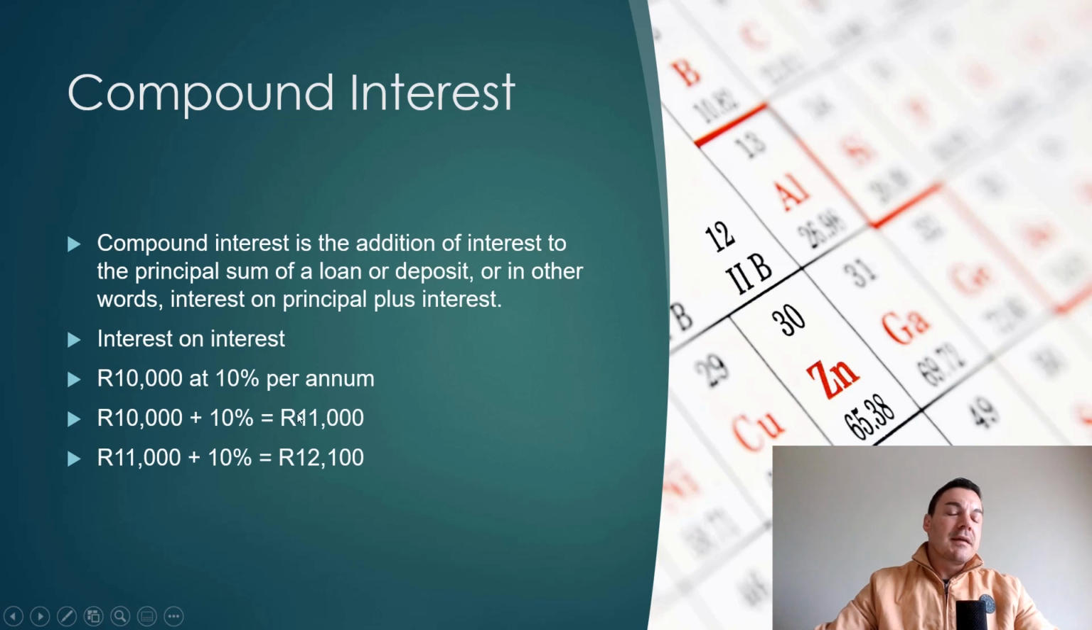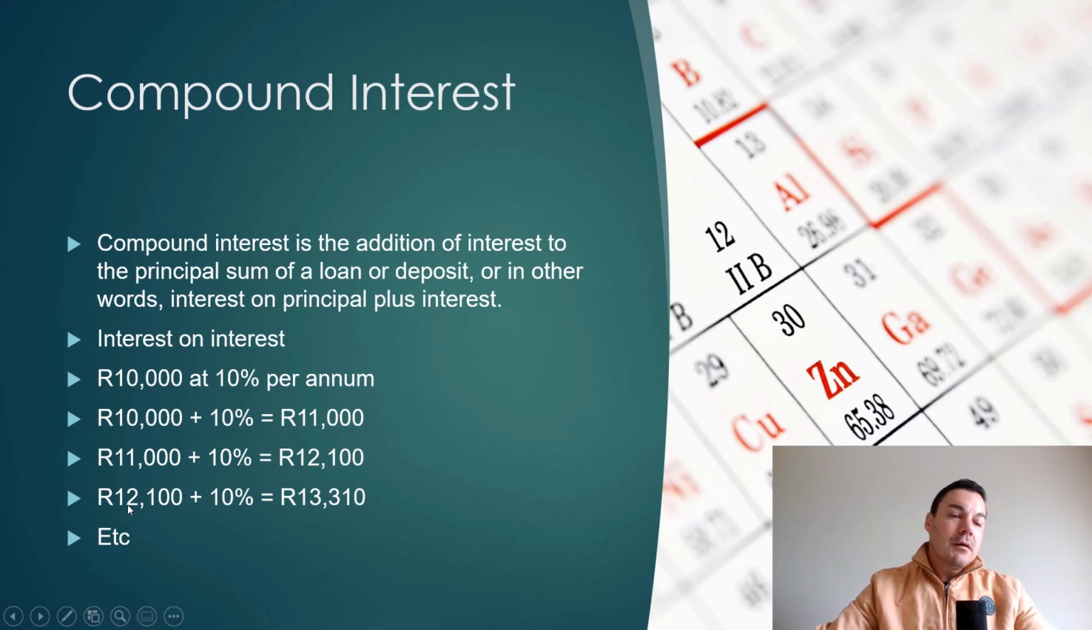If you then take that 11,000 Rand and you add another 10% to that, and this is where the interest on interest comes from. So that's compound interest. So now you aren't only earning interest on 10,000 Rand anymore, you're now earning interest on 11,000 Rand the following year for year two. So if you add 10% to that, you now have 12,100 Rand. Can you see that you earned 1,100 Rand as opposed to just 1,000 Rand in year one? Now that's compound interest, it's interest on interest.